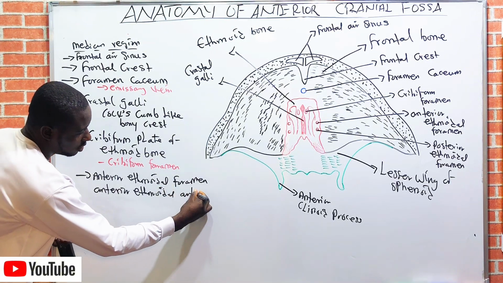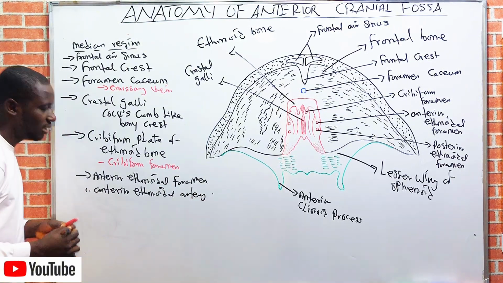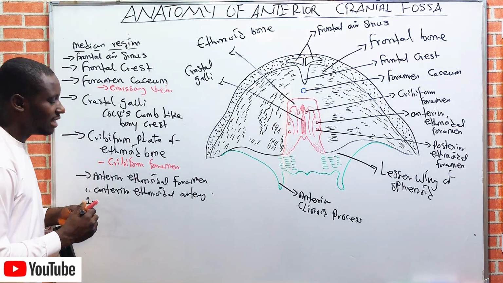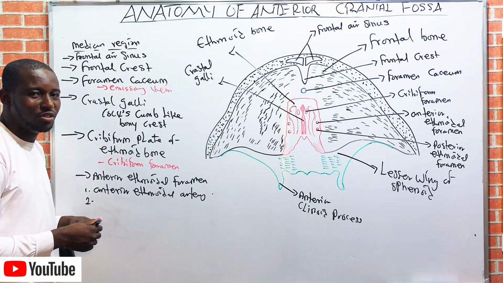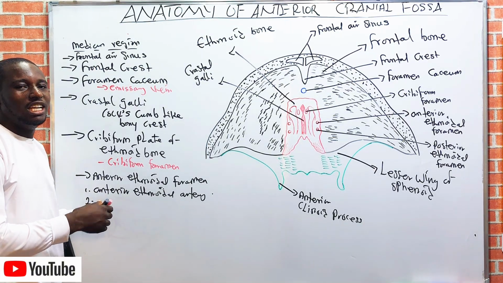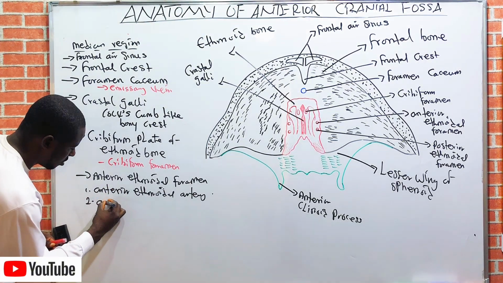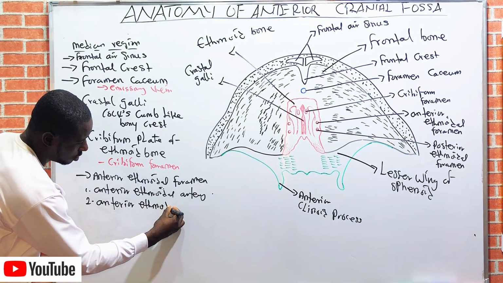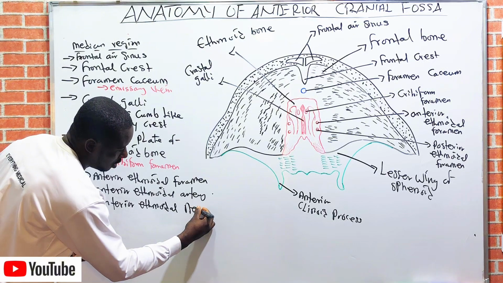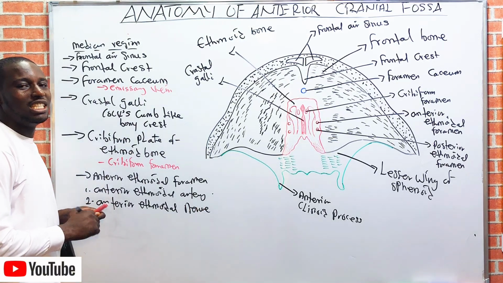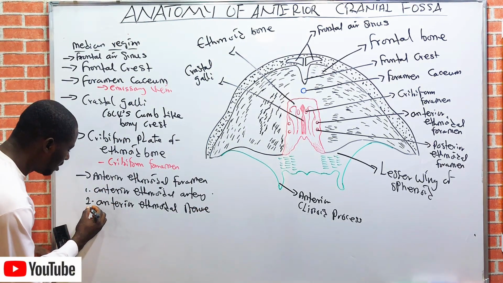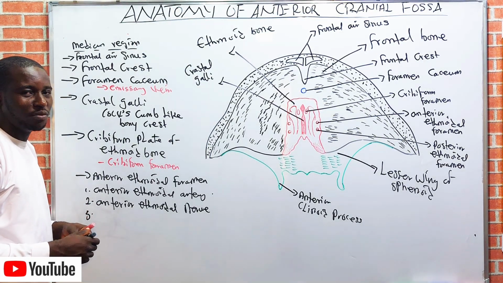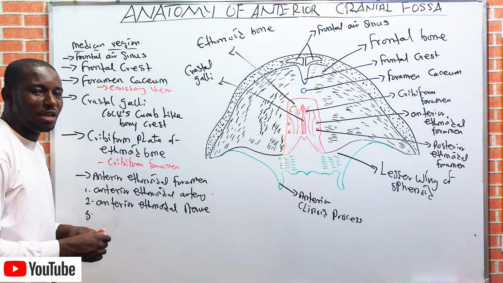Anterior ethmoidal artery, one, which is a branch of the what? Ophthalmic artery. Number two, it transmits the anterior ethmoidal nerve, which is a branch of the nasociliary nerve. Number three, it transmits the anterior ethmoidal vein, which is a tributary of the ophthalmic vein.